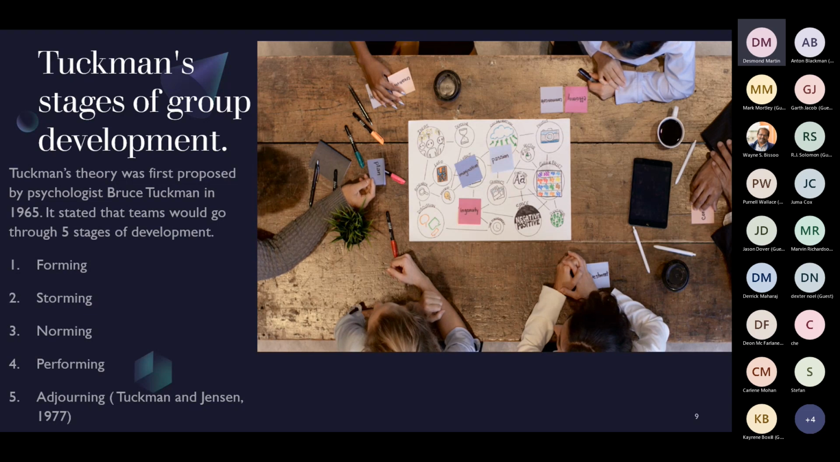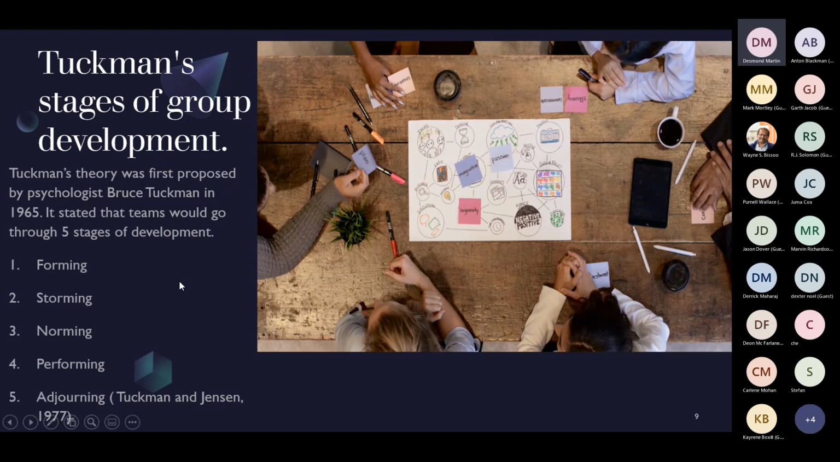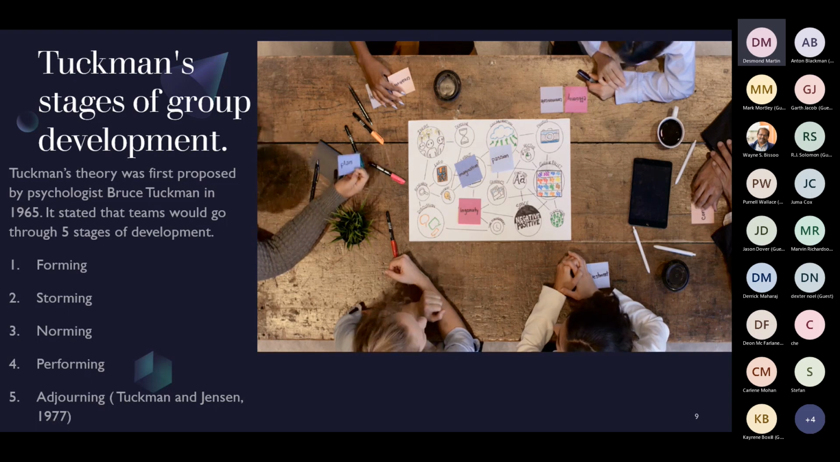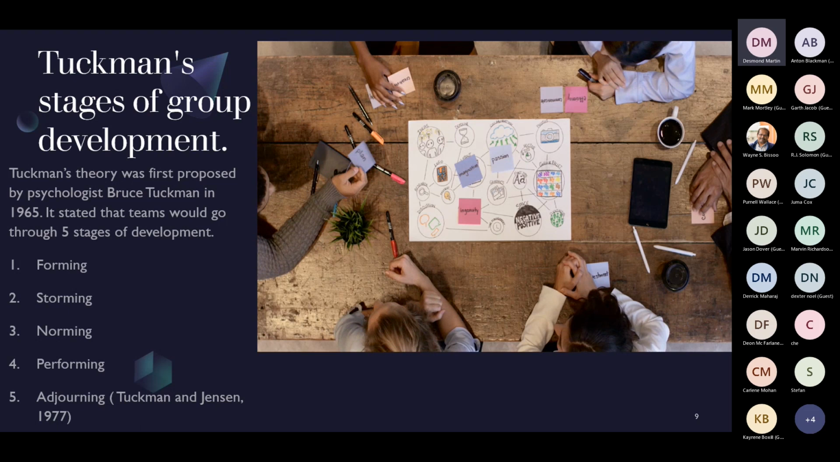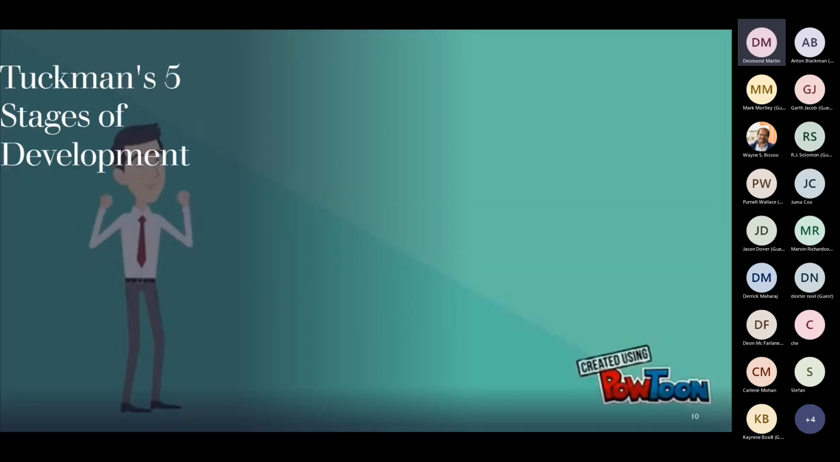So the five stages we have are forming, storming, norming, performing, and in 1977 he added the fifth one, adjourning. Let us now look at this video which explains the five stages of group development.